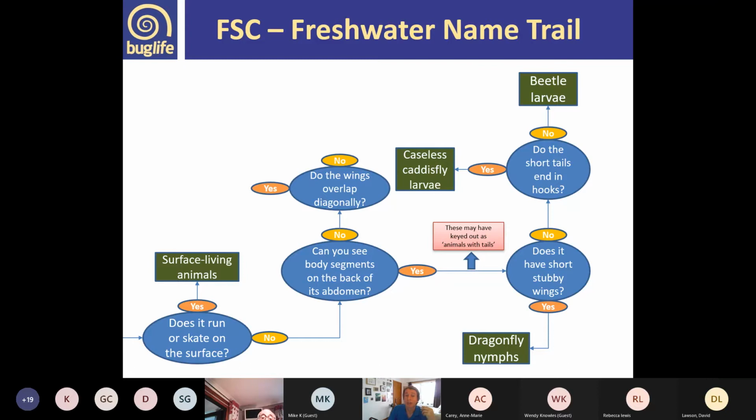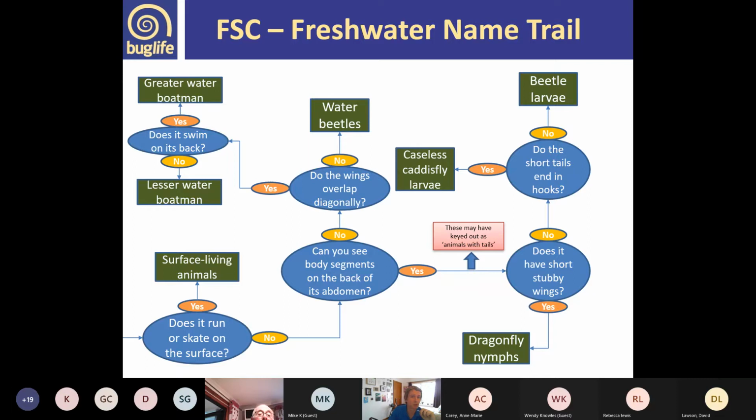Going back to the body segments, if you can't see the body segments, do the wings overlap diagonally? If they don't, then we're looking at water beetles. If they do, does it swim on its back? If yes, we've got a greater water boatman. If no, we've got a lesser water boatman.